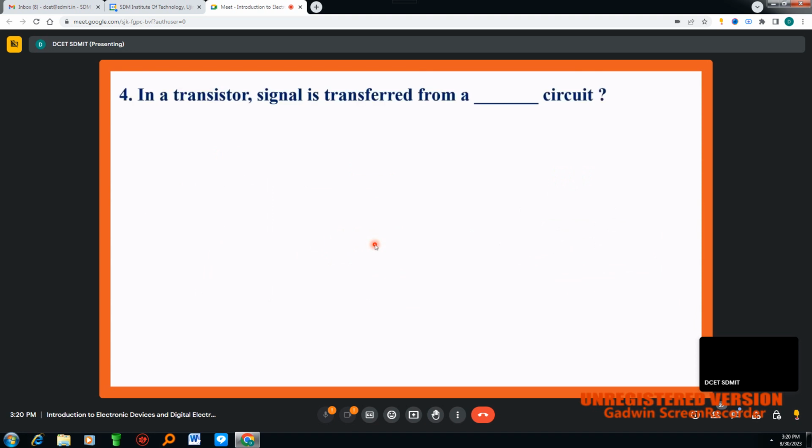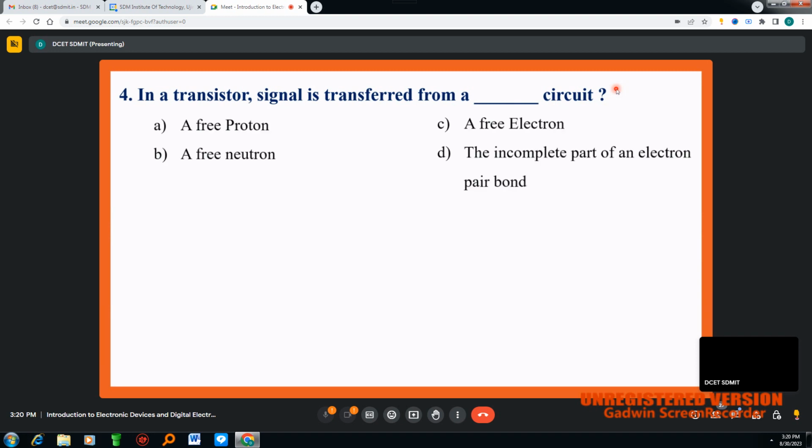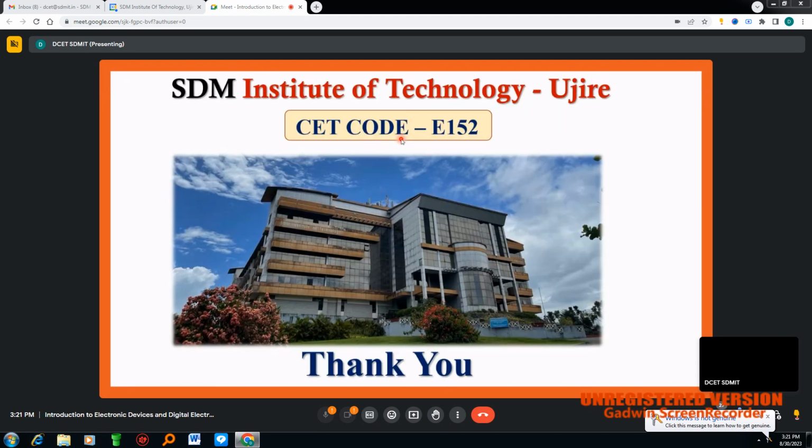There was one question in your DCT exam with respect to the transistor. In a transistor, signal is transferred from a dash circuit. So these are the options. In this option, it is free electrons. And I think this is the explanation for today's presentation.